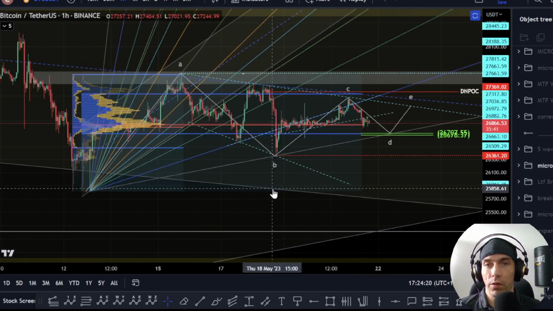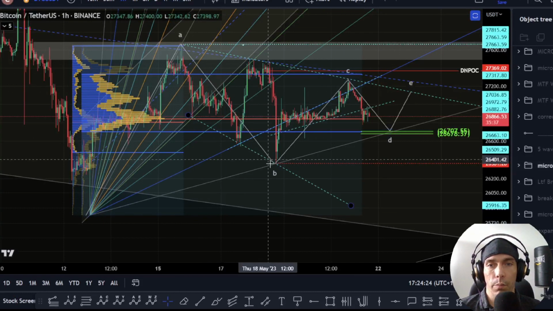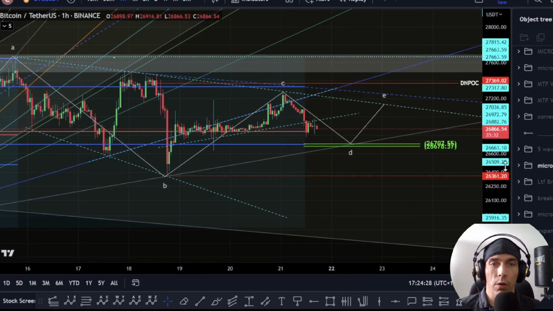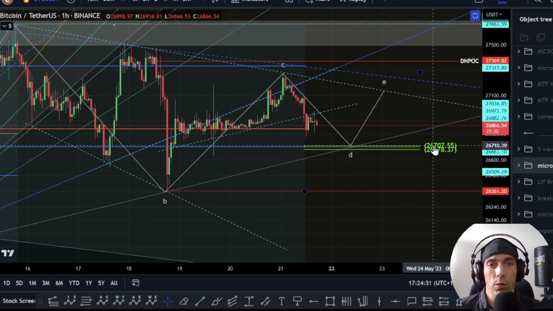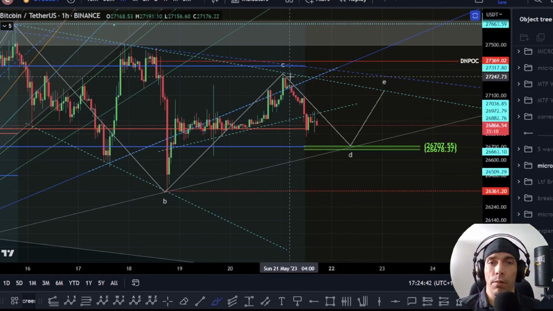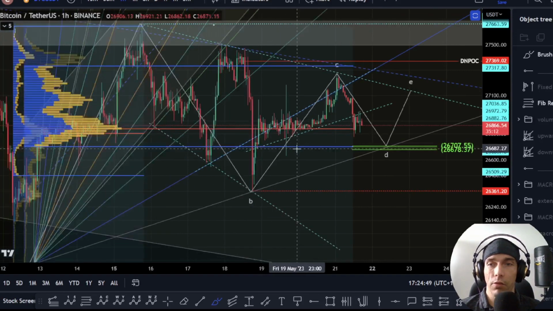So it is still possible that we could see something like this, where we have this as a bigger A wave, B wave, C wave, and we're looking for a D wave to the downside. So I have this area highlighted here towards this 26,707 to this 26,678. Now this would be a golden pocket retracement of this C wave to the upside. Now if we are looking for this, what we'd want to see is basically a 3-wave structure coming back down here.